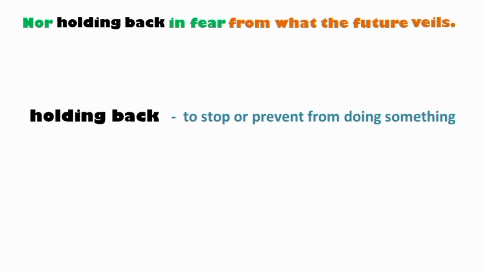Next line. Here also, we are going to add some words from the next line for a better understanding. Not holding back in fear from what the future veils. Holding back. It means to stop or prevent someone from doing something. Veils. It means hides. If we learn to live in the present, then there is no need to bother about the future. But most of us do the exact opposite.